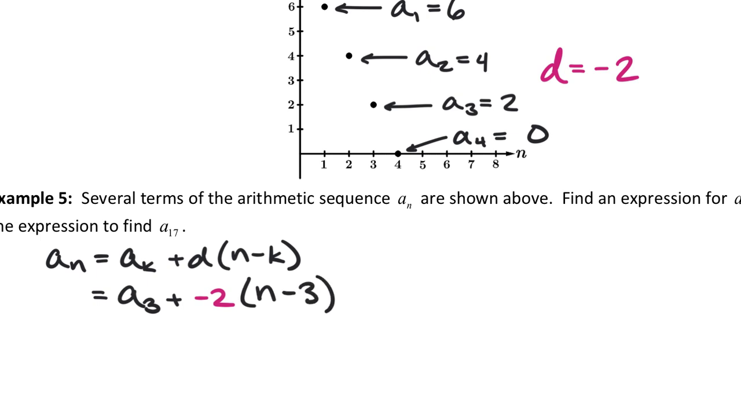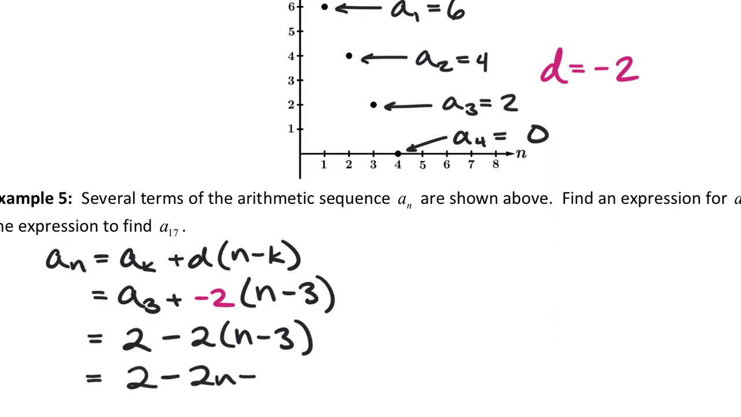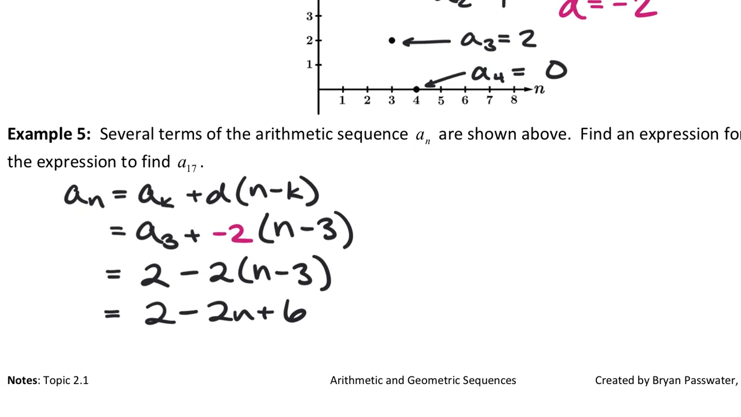Why did I pick a sub 3? Because I felt like it, honestly. 3 is my favorite number. What is a sub 3 though? We already wrote it down. 2. So if I plug a 2 in here, this is going to be 2 minus 2 times n minus 3. We distribute. This is 2 minus 2n plus 6. We combine our like terms, the 2 and the 6, and we get that our formula is a sub n equal to 8 minus 2n.